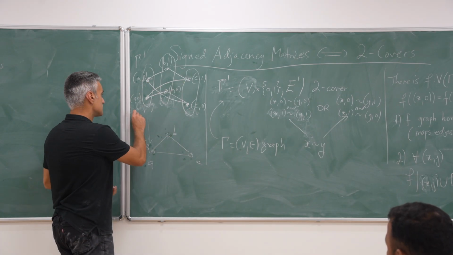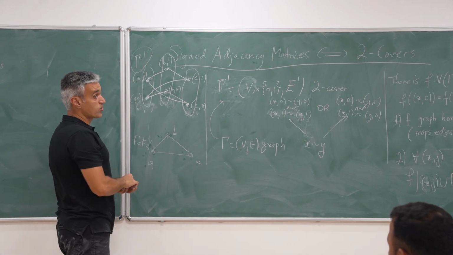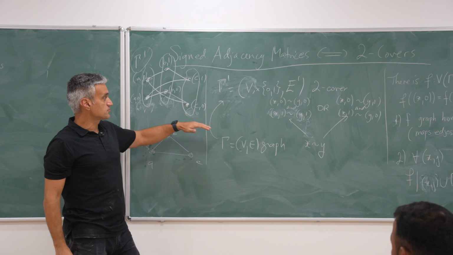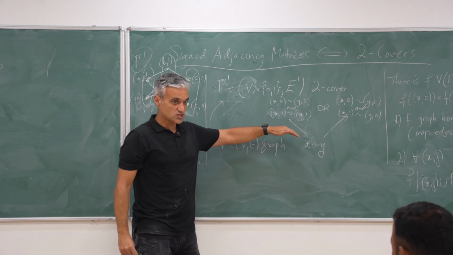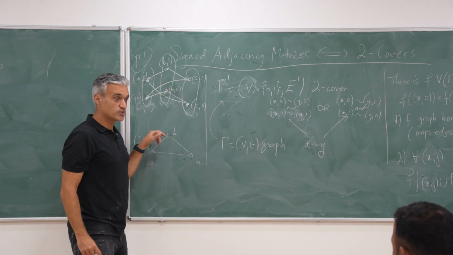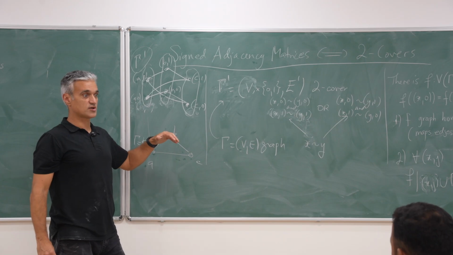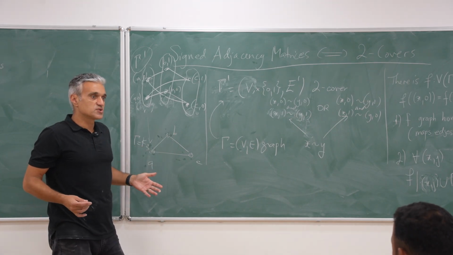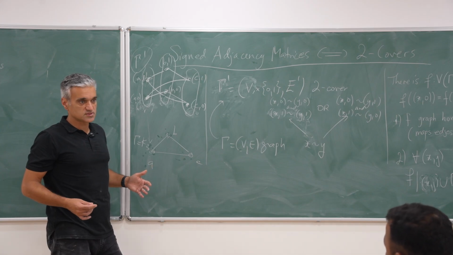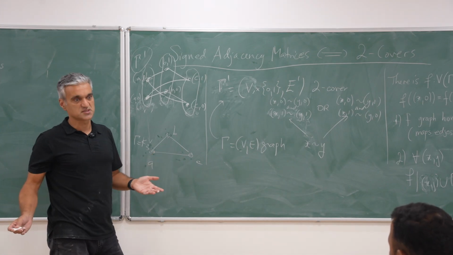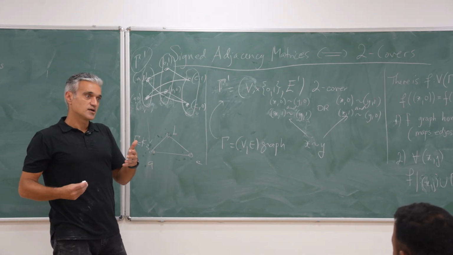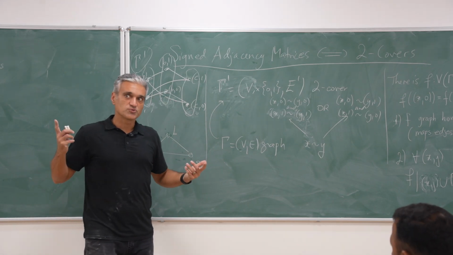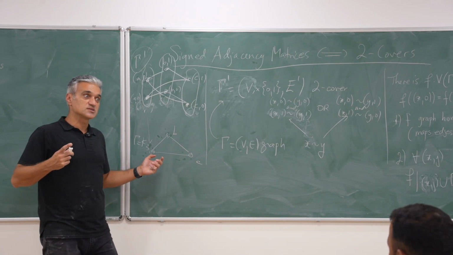So this gamma prime is one 2-cover of this graph, and this procedure can be done for every edge. Here you have 3 edges, so you will have 8 possible 2-covers. They will be isomorphic to each other, because you will get either 2K3 or C6. But a 2-cover is not unique. There are many, and if you think about it, signed adjacency matrices are also not unique.